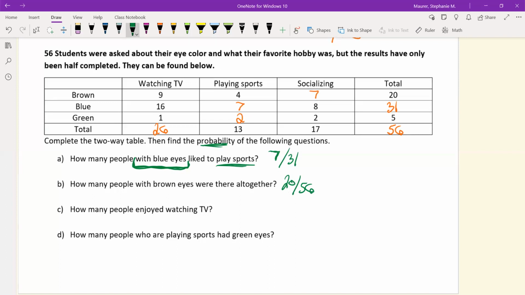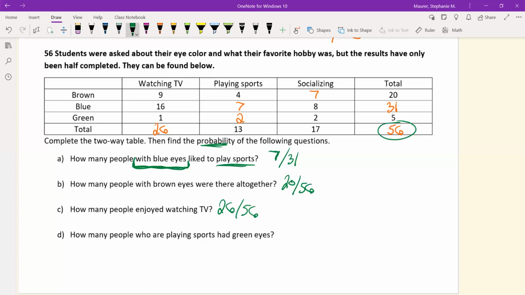Letter C, how many people enjoy watching TV? There is no prelude. We're not only talking about people with green eyes or things like that. We're just saying how many people in general enjoy watching TV. So we go to our watching TV column and we say, oh, there's a total of 26 people there. 26 out of how many? 56. So a lot of times you can think of it like, if they're talking grand totals out of all these people, your denominator is going to be your grand total over here of 56. If they give you any of those stipulations, like how many people with blue eyes do this, that's their way of saying focus on the blue-eyed people.